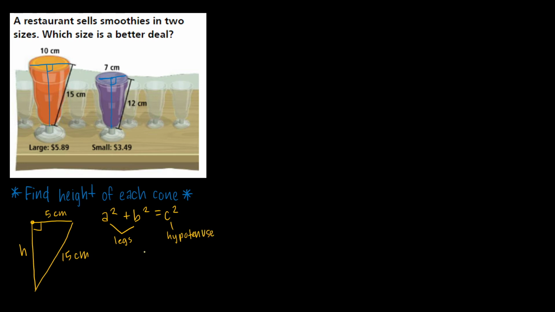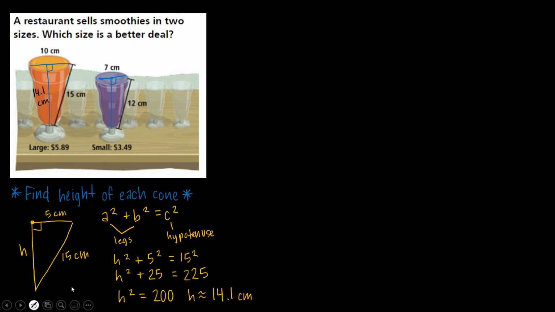So when we plug in this information to the Pythagorean theorem, we should get h squared plus 5 squared equals 15 squared. So we're going through and evaluating each exponent. So h squared equals 200. And so if we take the square root of 200, h, or the height, is approximately, to the nearest tenth, 14.1 centimeters. And that's for the large smoothie. So I'm going to go ahead and label on my diagram that the height of that smoothie is 14.1 centimeters.